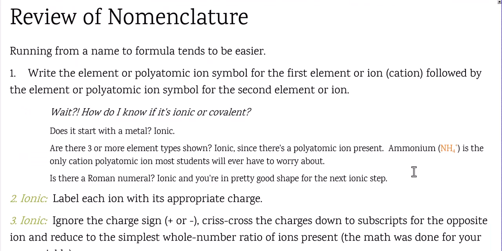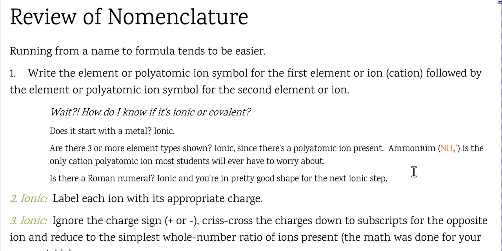All right, let's go ahead and take a look at it going the other way around. So let's go from a name to a formula. This tends to be easier. For this, you're going to write the element or polyatomic ion symbol for the first element or ion, the cation, followed by the element or polyatomic ion symbol for the second element or ion. And if it is the second ion, then it is the anion.